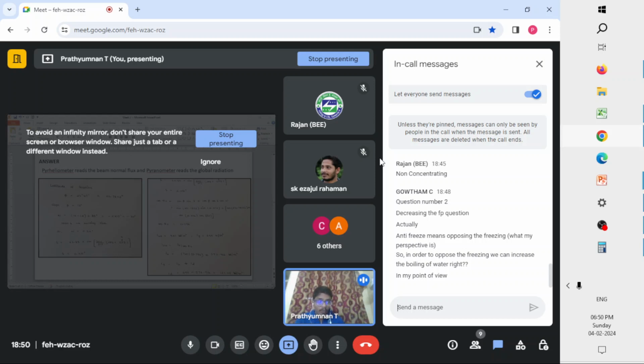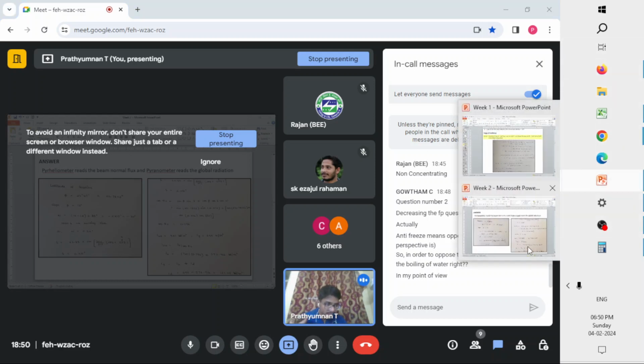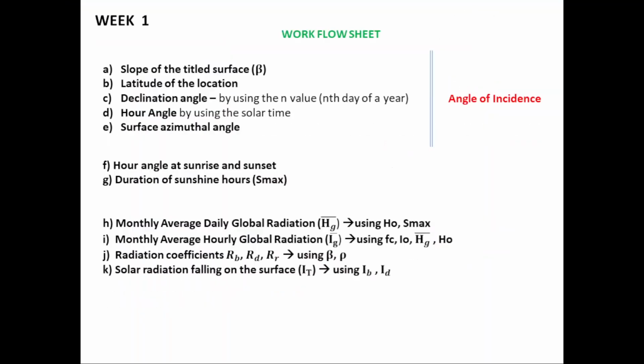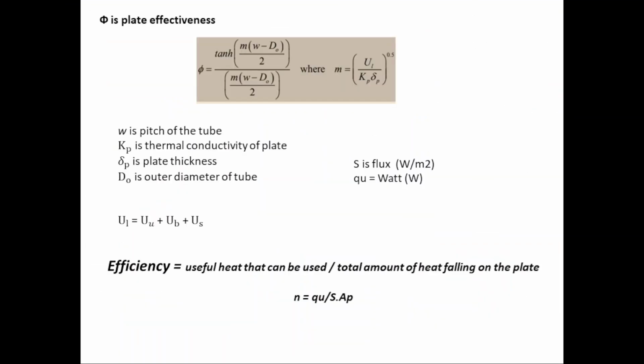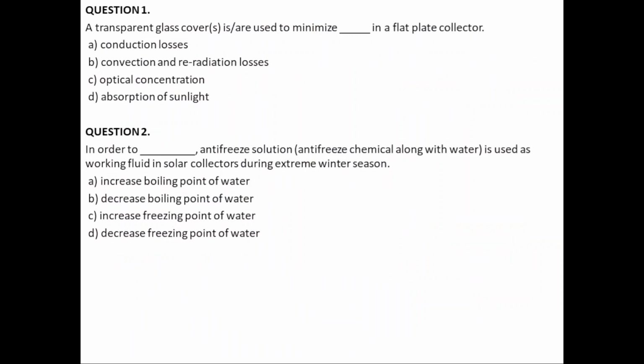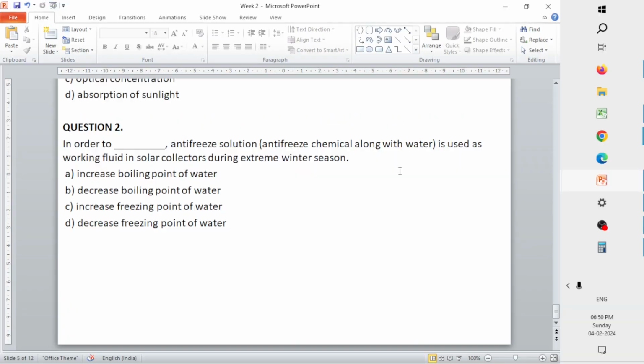But here, our question, I will just let you know that question once again, is during the extreme winter condition. So increasing the boiling point of water may not have an effect, because during winter season temperature decreases. So even if you increase the boiling point of water to, let's say, 150 degrees Celsius, it may not be useful for our purpose.